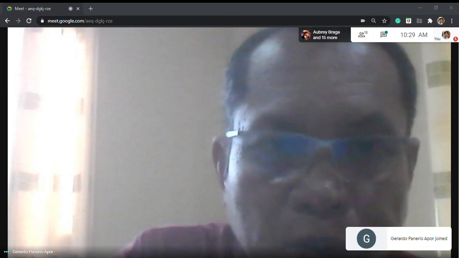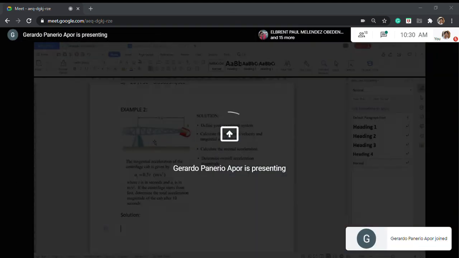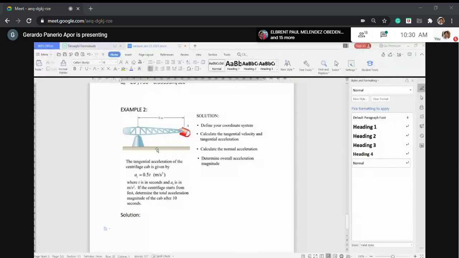Okay. So this is the second problem, class, about the centrifuge cab. The tangential acceleration of this cab is a function of time, meaning it varies with time. In fact, here it is 0.5t meter per second squared, where t is in seconds and acceleration is in meter per second squared.